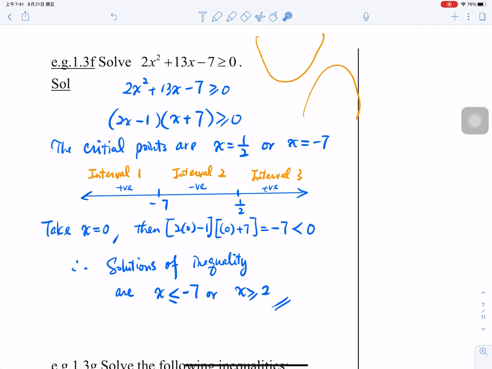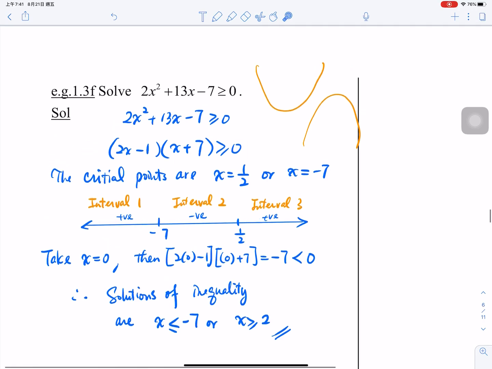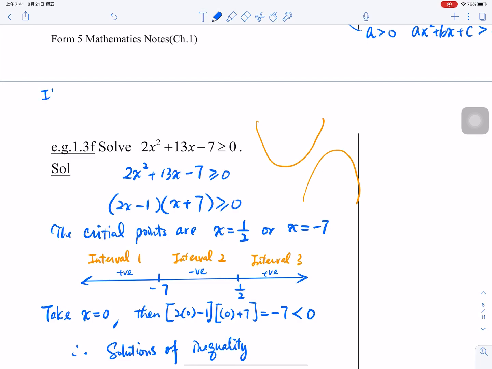And with this method there is one thing you need to pay attention to. If there is only one critical point, then this method may not help you. For example, only x equals 2/3. What does this mean? That means the graph of the quadratic function only touches the x-axis at this one point.